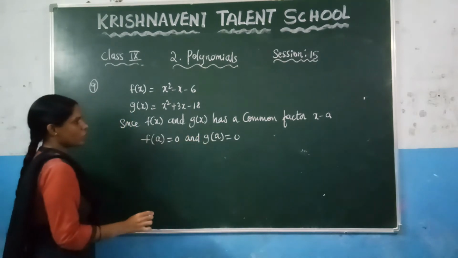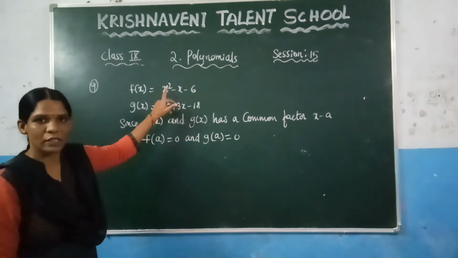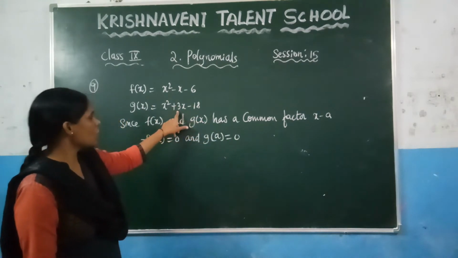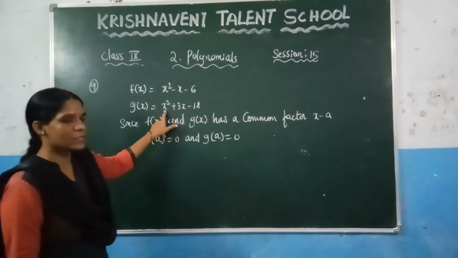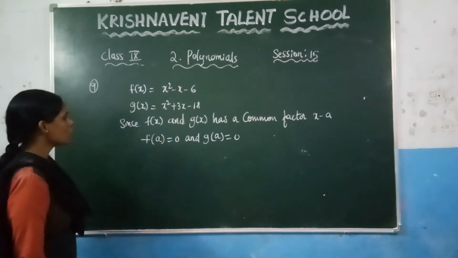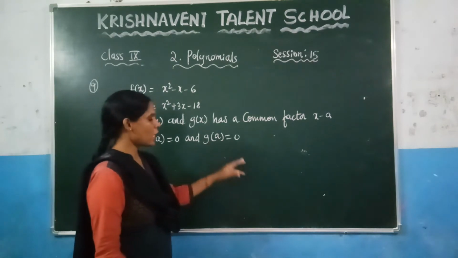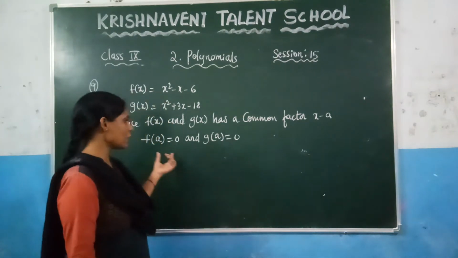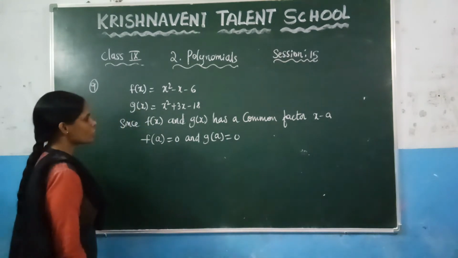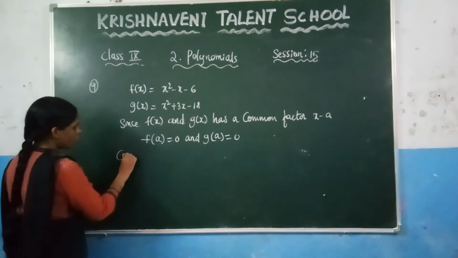So indirectly what they are saying here, in place of x if you substitute a, you will get the remainder as 0. Similarly in this polynomial also if you substitute a in place of x, you will get the remainder as 0. That is nothing but the factor theorem. So here what they have given, f of a is equal to 0 and g of a is equal to 0. Similarly consider each equation, you will get one more equation, you can solve it so that you can find the value of a. Consider this one, f of a is equal to 0.